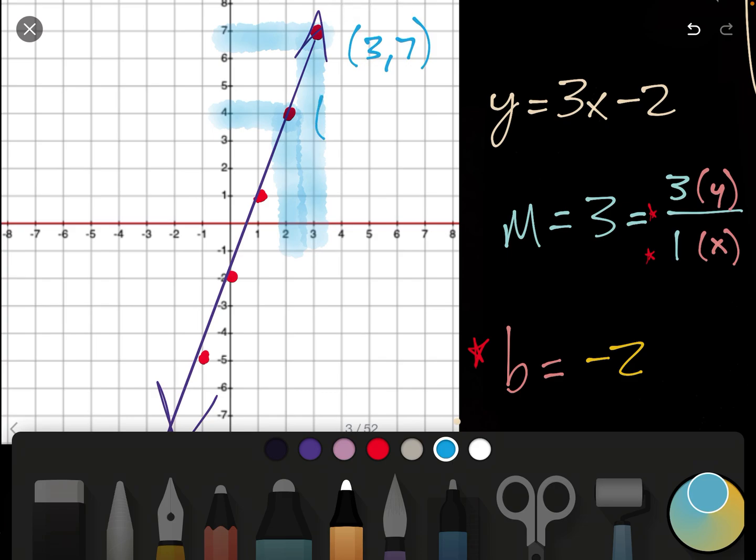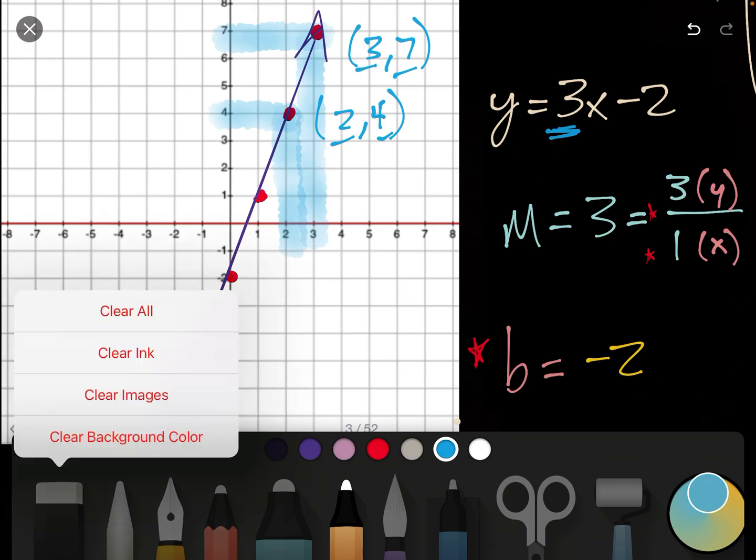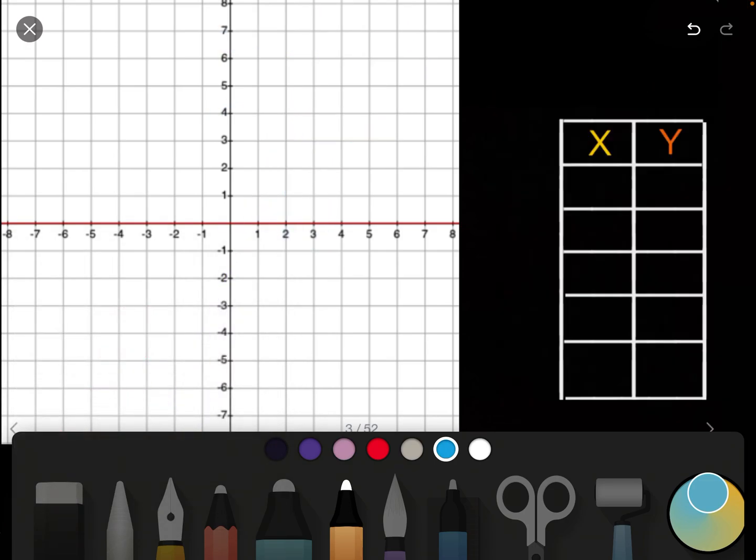The ordered pair here was 2, 4. The change in y was 3 divided by the change in x of 1. Change in y divided by the change in x. So all that stuff still applies. All that stuff is true. And hopefully you get a better representation of what it's actually telling you. All right, let's try another one.